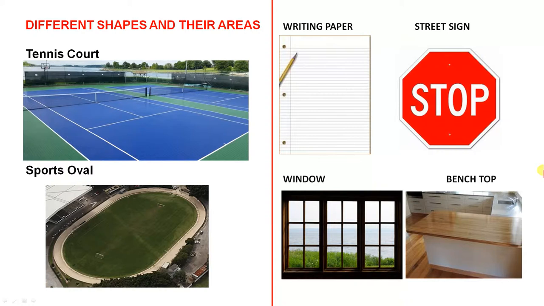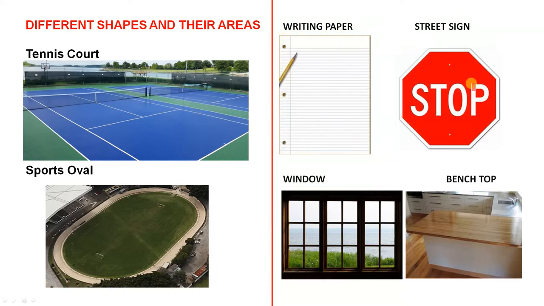Different shapes and their areas. So we have a tennis court, which is a large rectangle, so we can always work out the area of that. There are sports ovals, a combination of straight lines, and there's some curves here, so we can work out the area there. Writing paper, you're all familiar with that. We can quite easily work out that area.